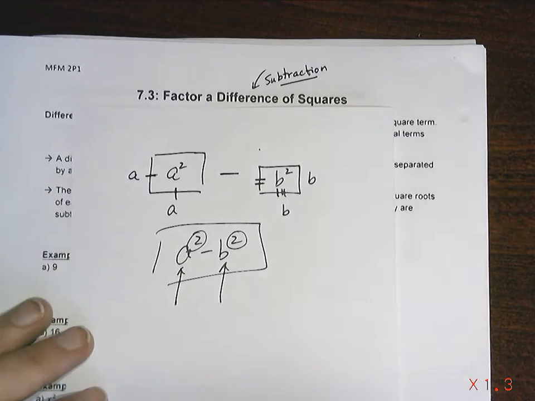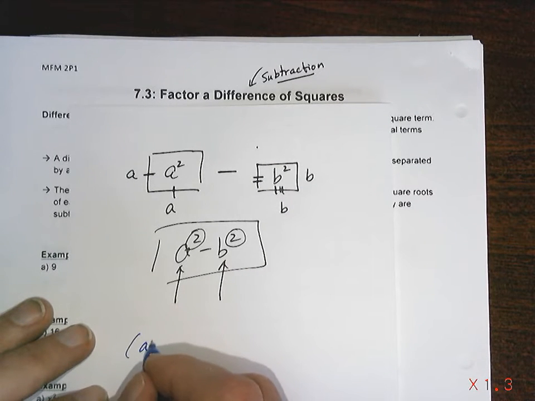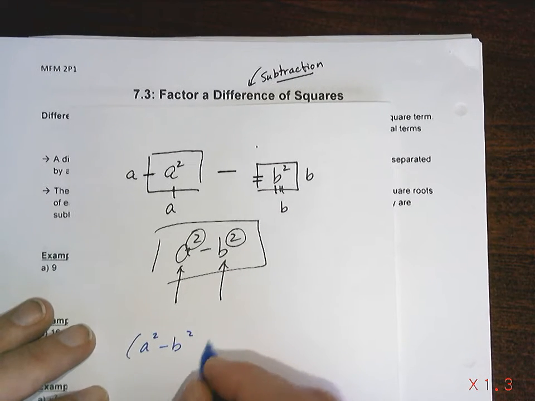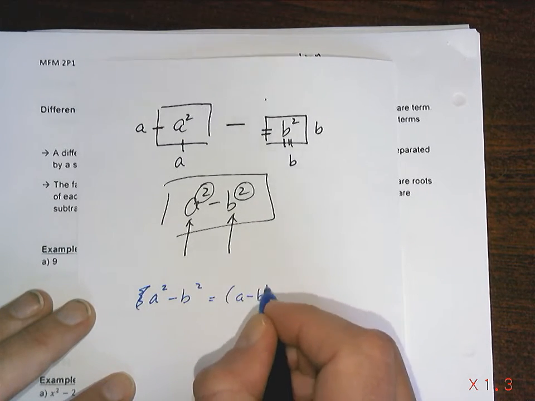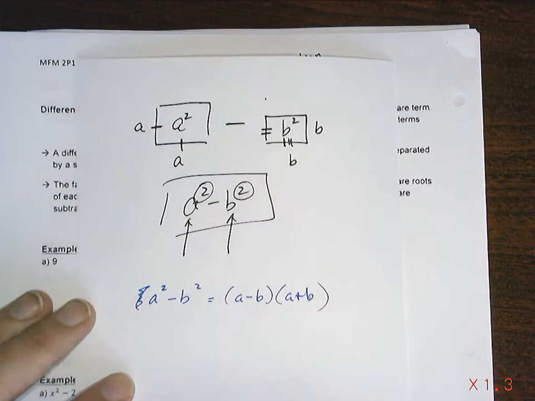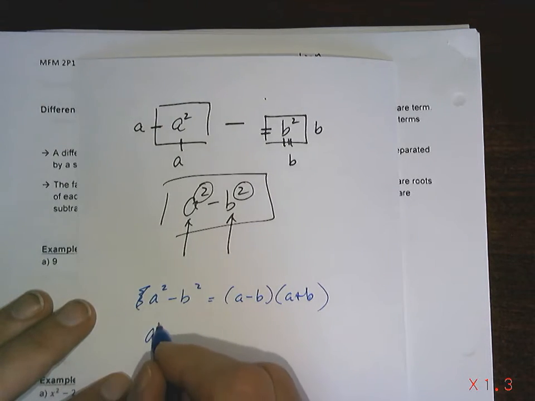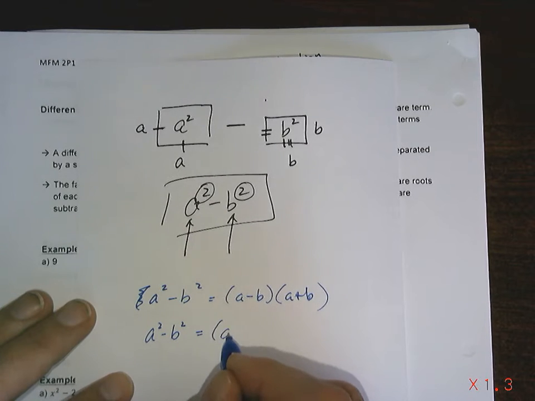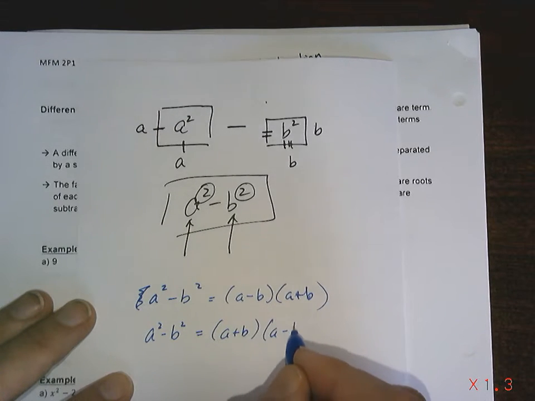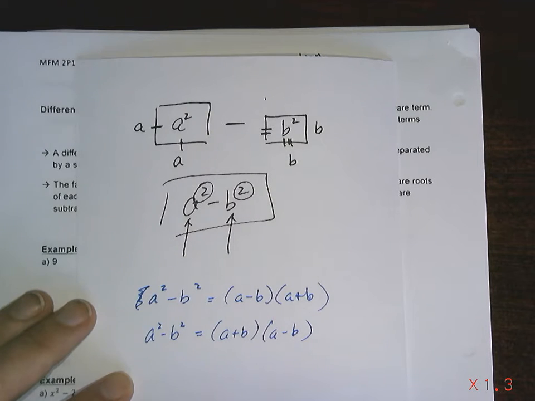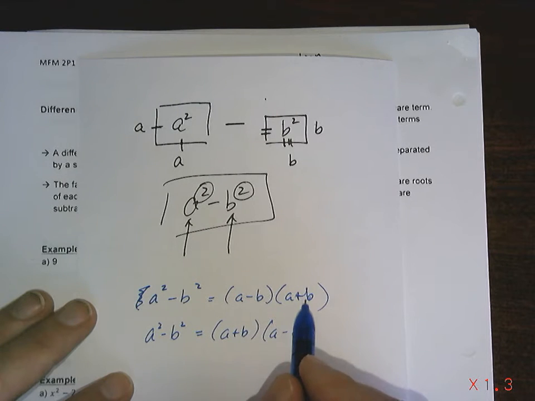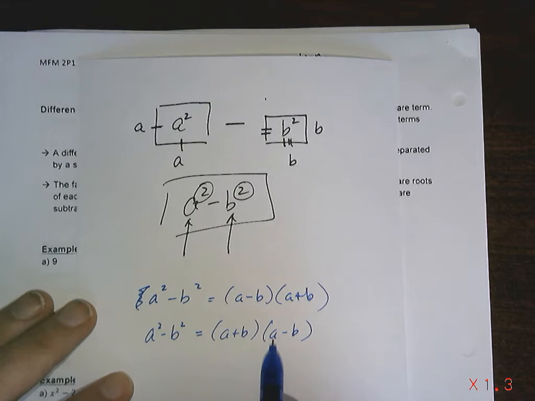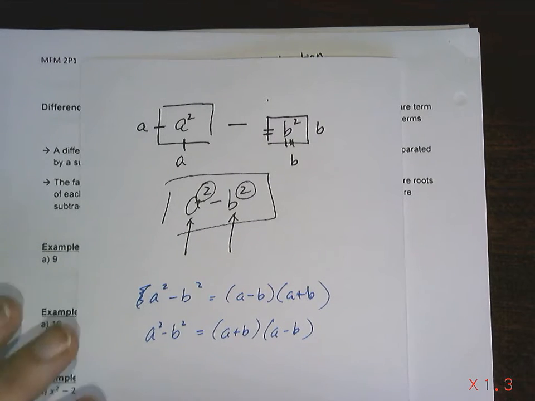Now, this is brand new. You've never seen this. I'm going to tell you that A squared minus B squared is going to be able to be factored into A minus B, A plus B. Now, I'm going to go farther. I'm going to tell you that A squared minus B squared can be factored into A plus B, A minus B. And in fact, these two are the exact same. This is A minus B being multiplied by A plus B. This is A plus B being multiplied by A minus B. The order of multiplication does not matter.